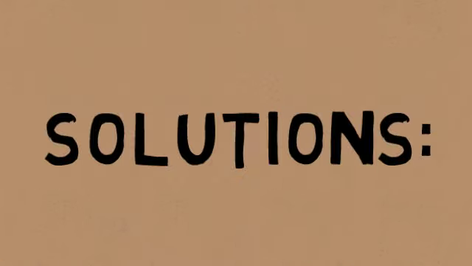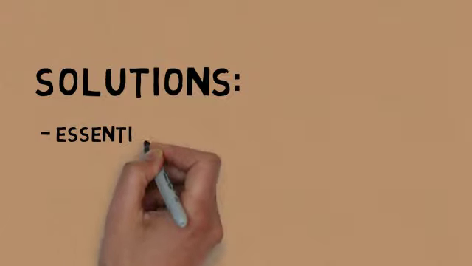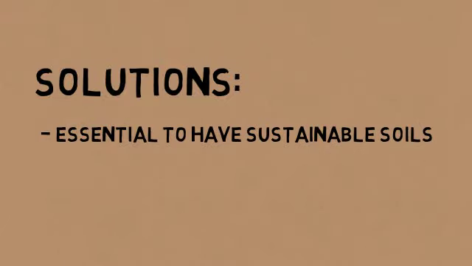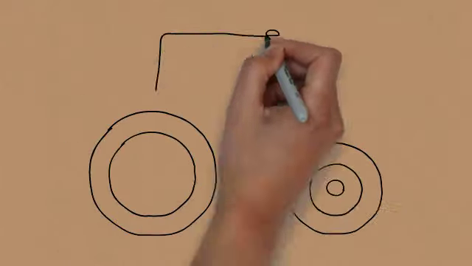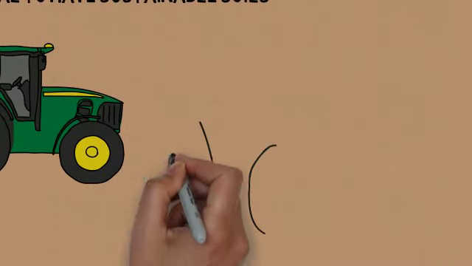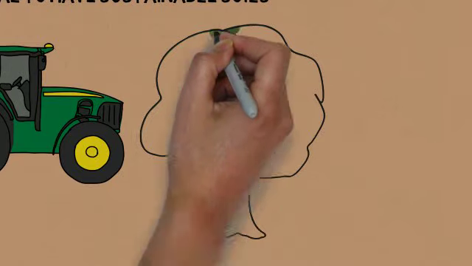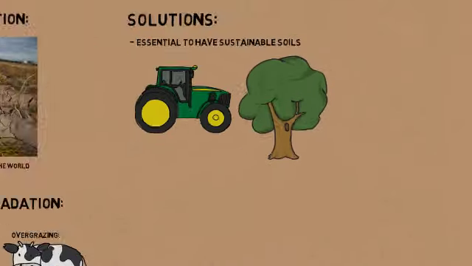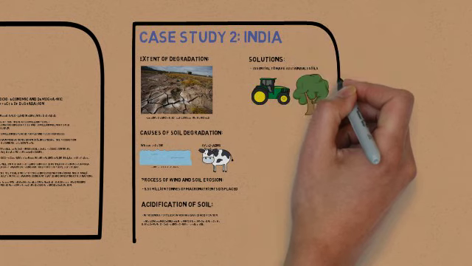Solutions. It is important for India to have sustainable soils when they are dependent on agriculture for their economy. Adopting solutions such as different farming methods, limiting pesticides, replanting trees, and other solutions discussed in that section are crucial for the Indian government to implement before it's too late.